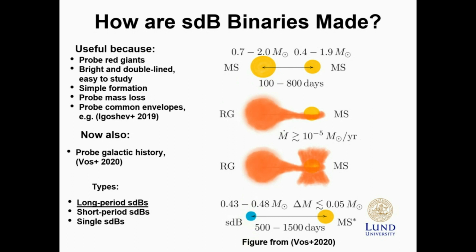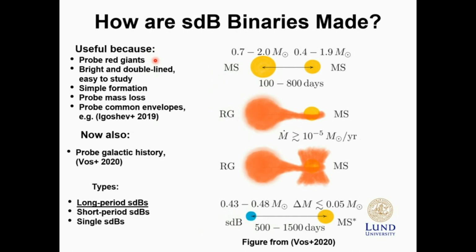And these subdwarf B stars have actually found quite many uses in astronomy. One of them is that subdwarf B stars really probe the evolution of red giants. For example, this scenario for their formation is relatively simple. It just has maybe two steps. A red giant has formed and then has lost its envelope, and there you go, you have an SDB star. So in other words, the system has had a relatively simple evolutionary track compared to many other astrophysical systems, and therefore these binaries probe red giants.